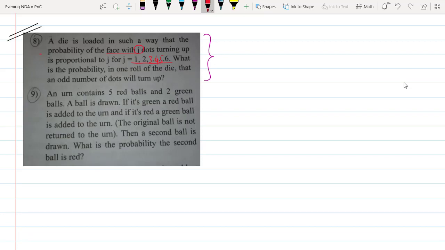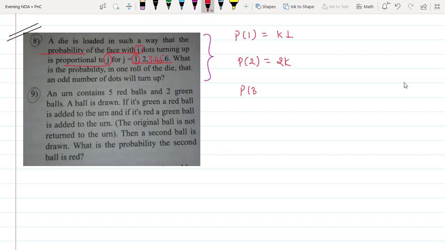But what is the probability? The probability of getting 1 dot is how much? It is in proportion to 1. See here, they have said in proportion to j. So what is the value of j? 1 to 6. So proportion to 1 means some proportionality constant times 1, that is 1k. The probability of getting 2 dots is in proportion to 2, so it is 2k. Can I write like this?